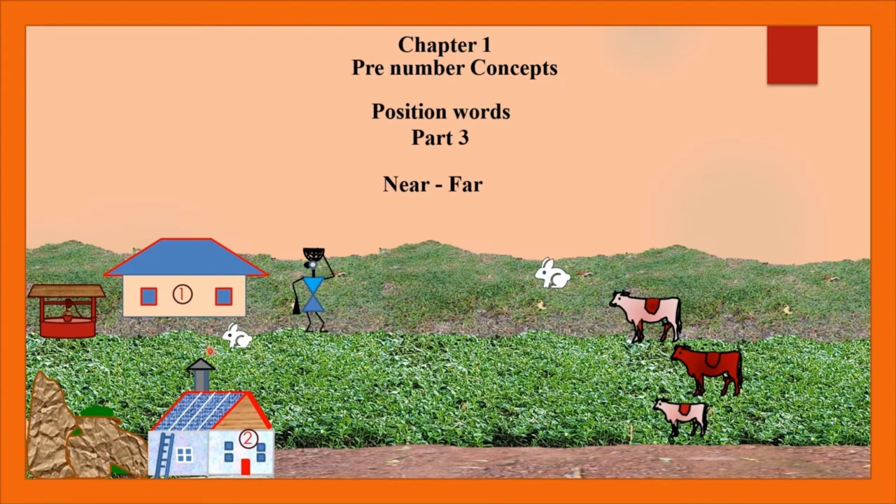And where is this small rabbit? This rabbit is near house number 1. And this particular rabbit is far from the house. So have you understood the usage of the words near and far? Now let me take you on a cruise. Have you ever gone on a cruise?